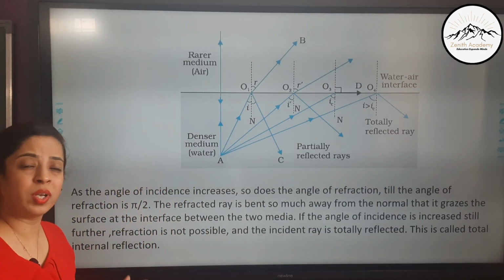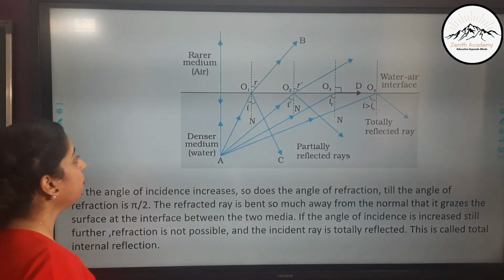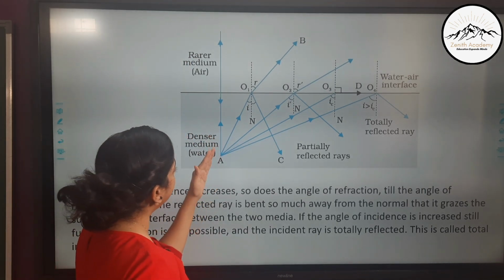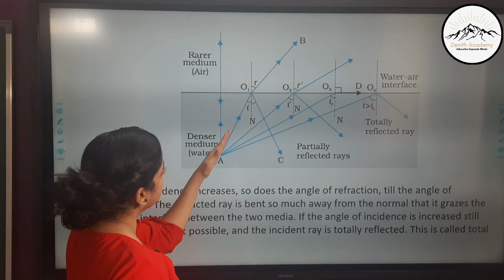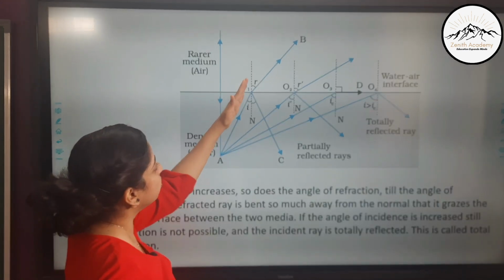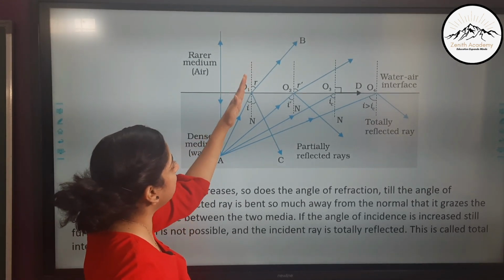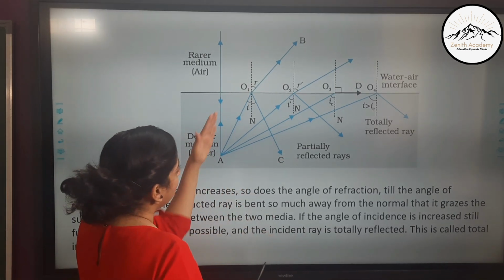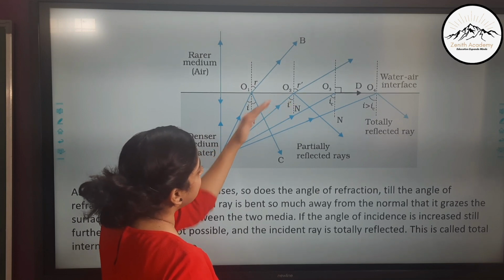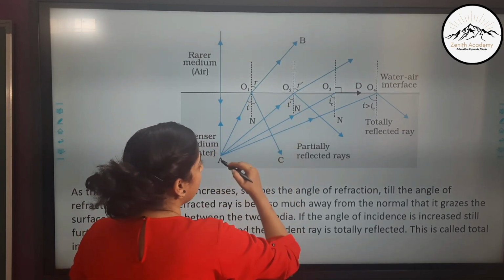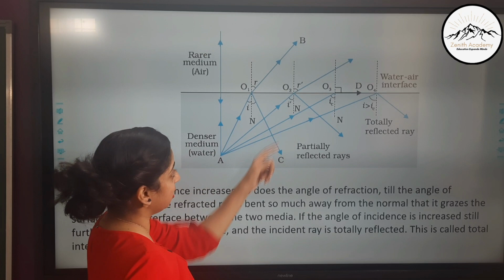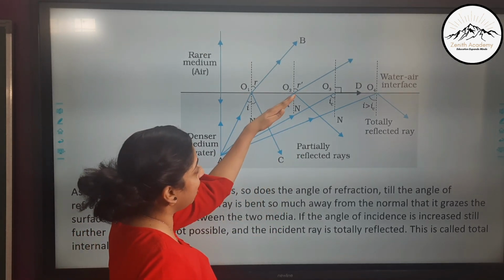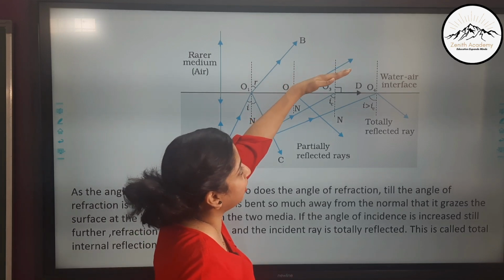So now let us talk about what is internal reflection. This is a denser medium and this is a rarer medium, and from this point A, this is the incident ray. When it is moving from denser to rarer, it will go away from the normal. In the second case, I have increased the inclination, so I have increased the angle of incidence. Here this is less, here it is more. If I increase the inclination, this will be refracted more.